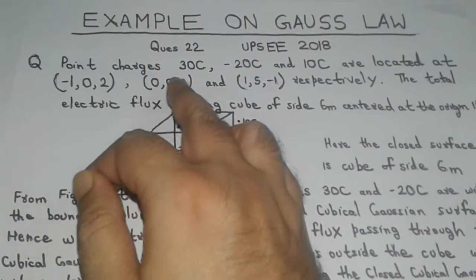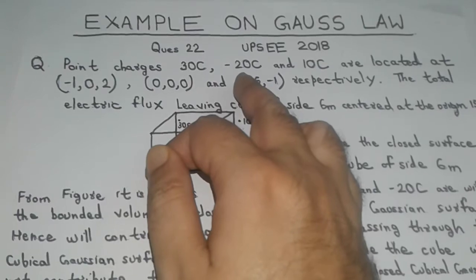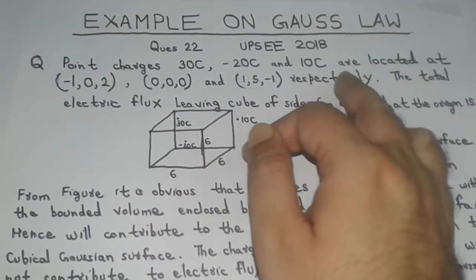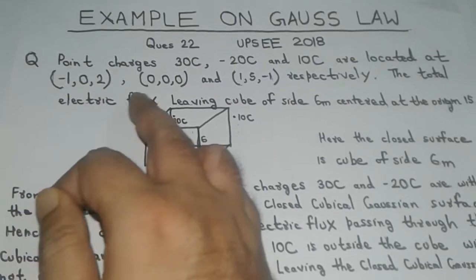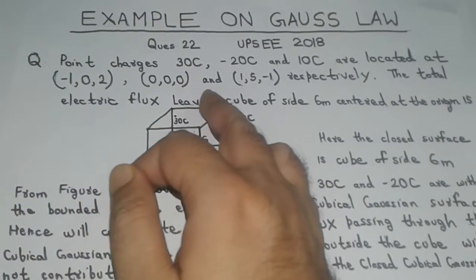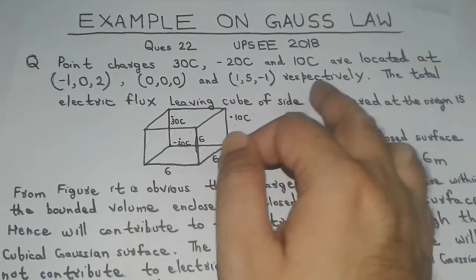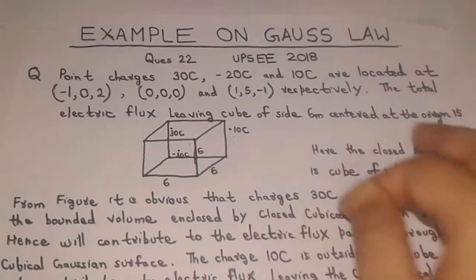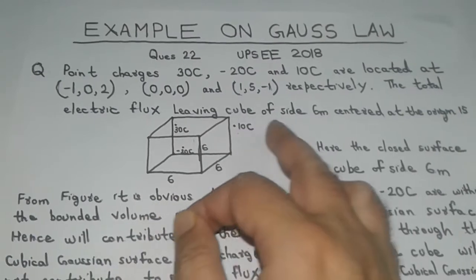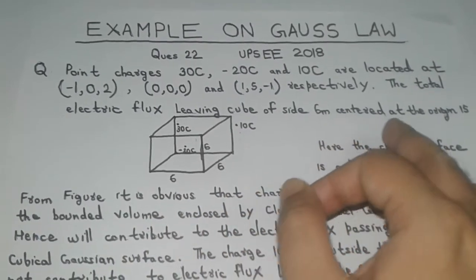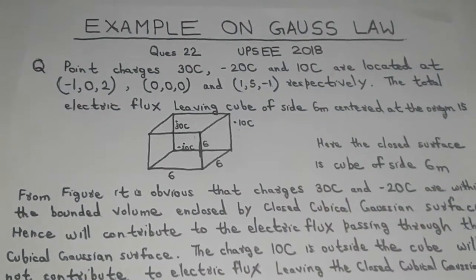Point charges 30 coulomb, minus 20 coulomb and 10 coulomb are located at (minus 1, 0, 2), (0, 0, 0) and (1, 5, minus 1) respectively. The total electric flux leaving cube of side 6 meter centered at the origin is.